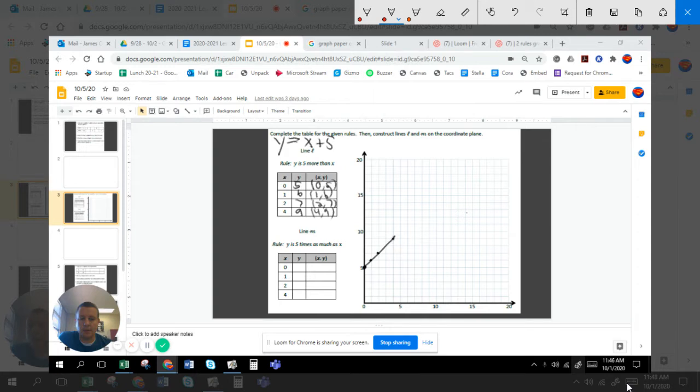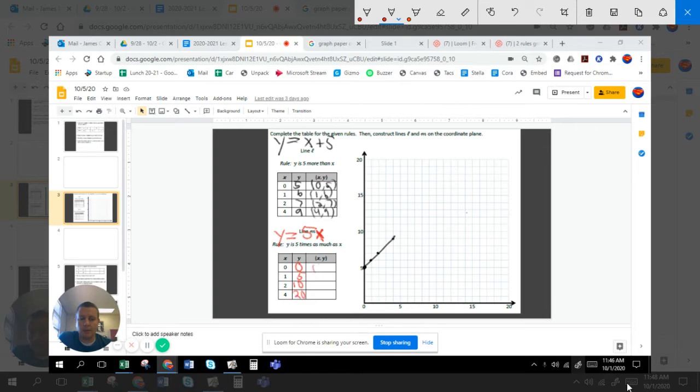Now this one says Y is 5 times as much as X. So for them to be equal, I'd have to do 5 times X. That's written like this because remember we've talked about that: when you put two things next to each other without a mathematical symbol, it's assumed that you're multiplying. So 5X. That is what Y is. So if X is 0, then Y is 0 because 5 times 0 is 0. 1 times 5 is 5. 2 times 5 is 10. And 4 times 5 is 20.